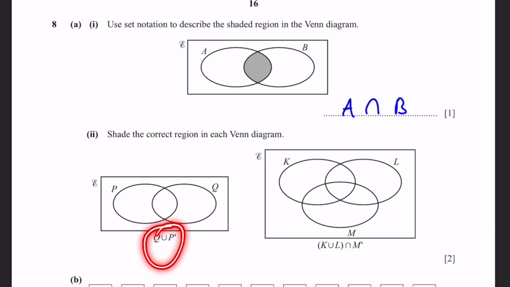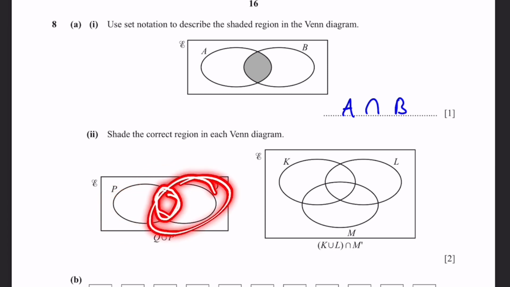2. Shade the correct region in each Venn diagram. So Q union P prime. So P prime is everything outside P. And if we have Q union it, we take everything outside P except for this part, which is also inside Q. That's what this means. So let's just color this in yellow.